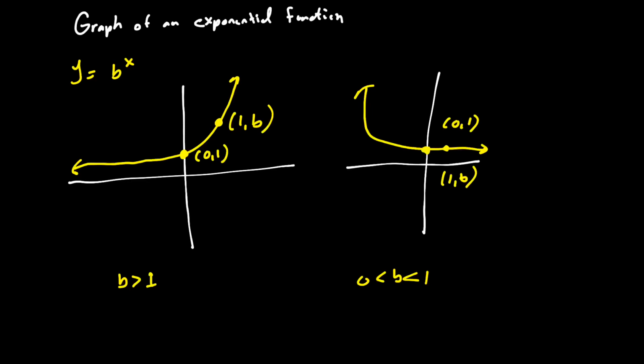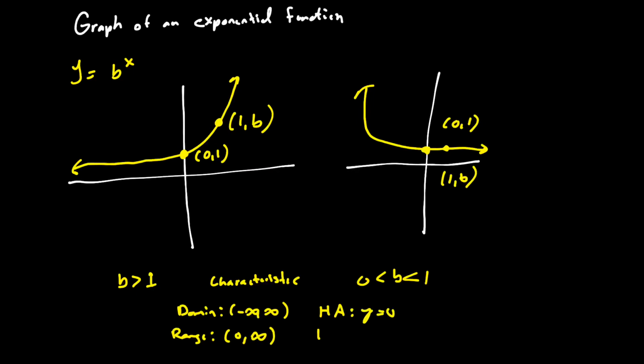Some common characteristics about both of these particular graphs is that the domain is from negative infinity to infinity. The range is from 0 to infinity, but not including 0. They both have a horizontal asymptote at y equals 0, and both of these functions are 1-to-1 on their entire domain.